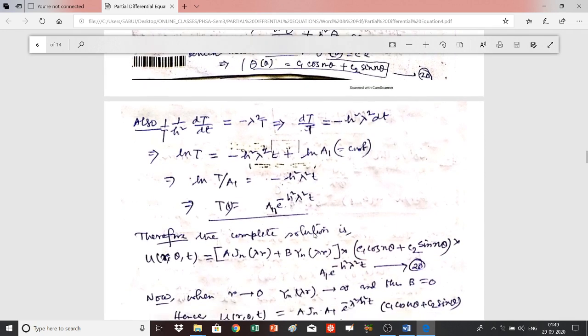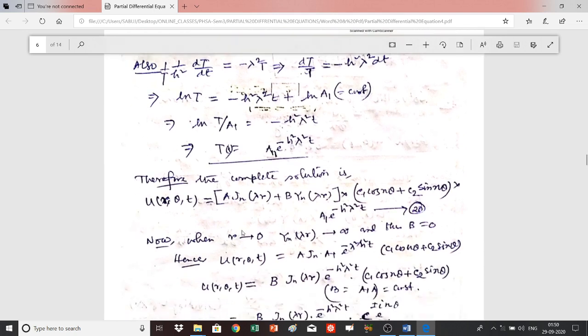So therefore the complete solution is, this part is for R, a Jn(λr) plus b Yn(λr), then this term c1 cos nθ plus c2 sin nθ, and finally this term a1 e to the minus h square λ square t. This is equation number 20.